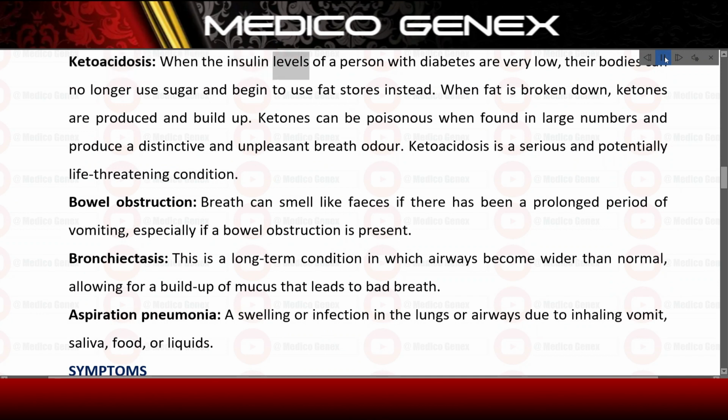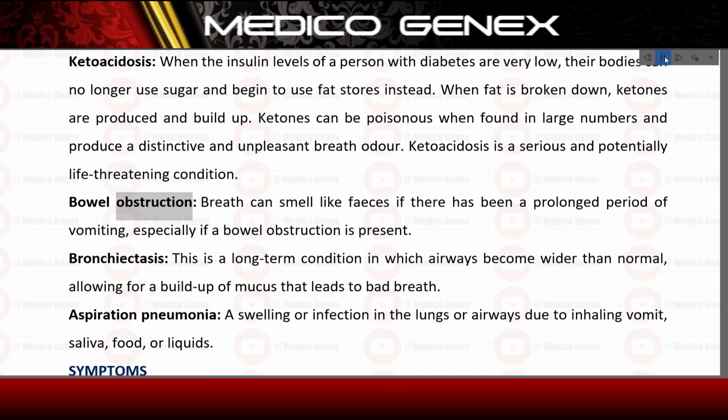When the insulin levels of a person with diabetes are very low, their bodies can no longer use sugar and begin to use fat stores instead. When fat is broken down, ketones are produced and build up. Ketones can be poisonous when found in large numbers and produce a distinctive and unpleasant breath odor. Ketoacidosis is a serious and potentially life-threatening condition.